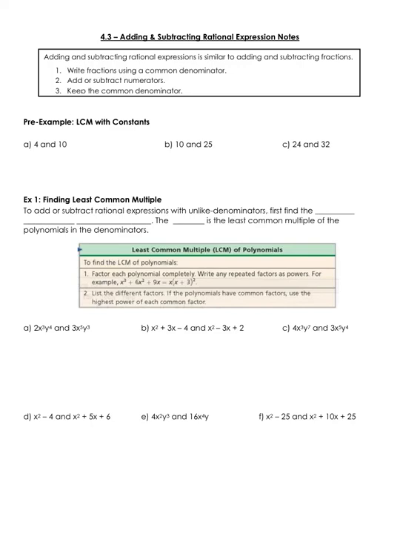Today's lesson is on adding and subtracting rational expressions. Previously, we looked at multiplying and dividing rational expressions, and we began by reviewing how to multiply and divide fractions. We're going to do the same thing today. We're going to review adding and subtracting fractions, and then use that to help us add and subtract rational expressions.